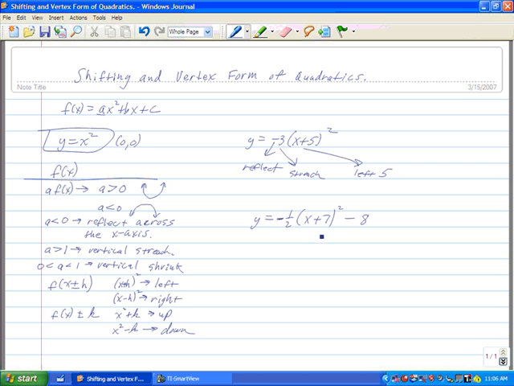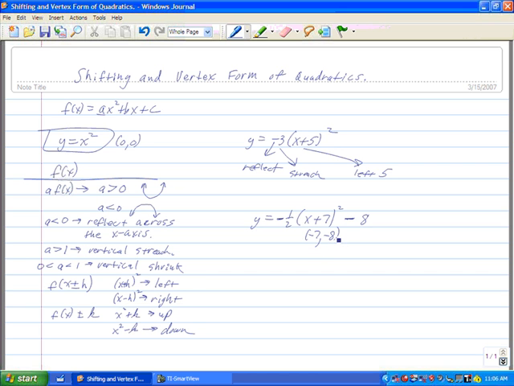That didn't affect the vertex. But here's what we do see. We have moved, because of the plus, left 7 units. So the vertex is now at -7. Then we went down, because of the minus, to a -8. So the vertex has moved from 0, 0 to -7, -8. In this form, that's easy to spot. You know exactly the location of the vertex.